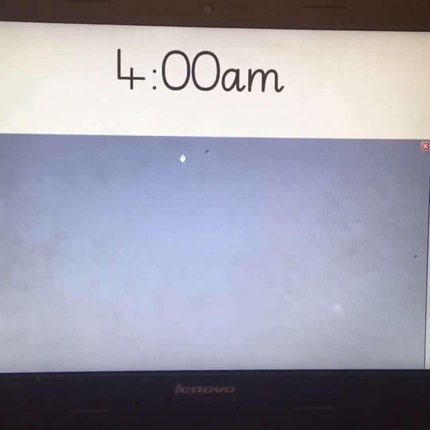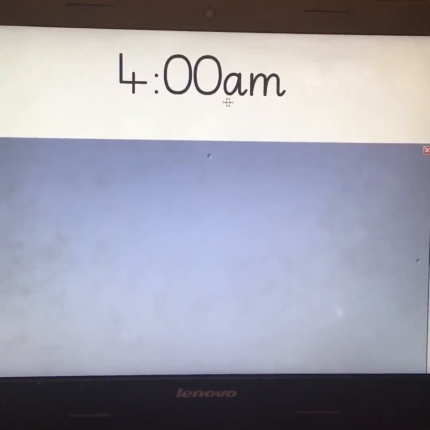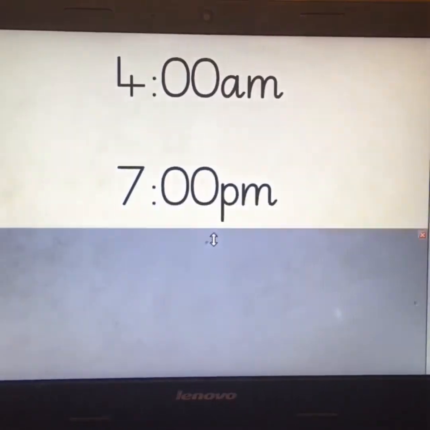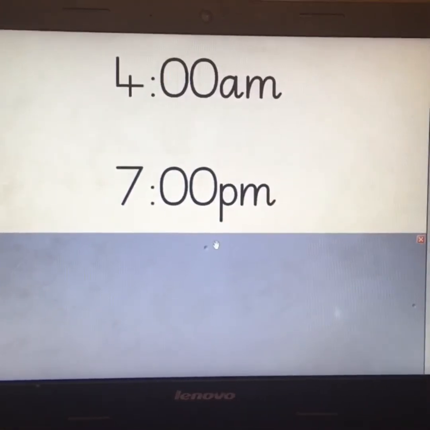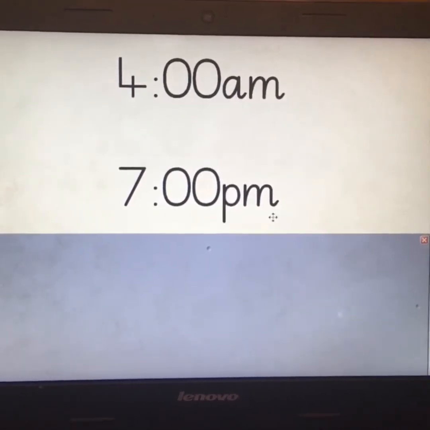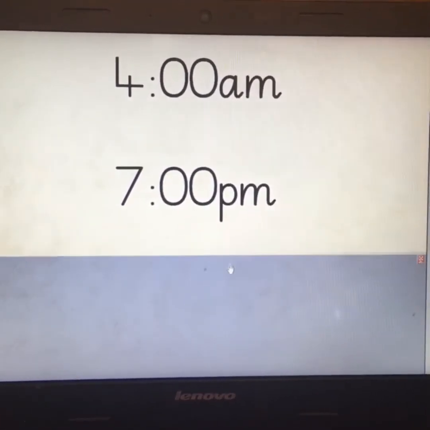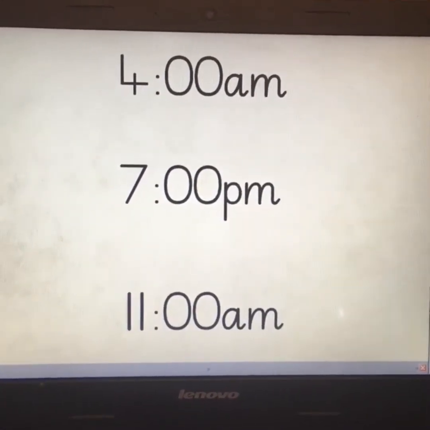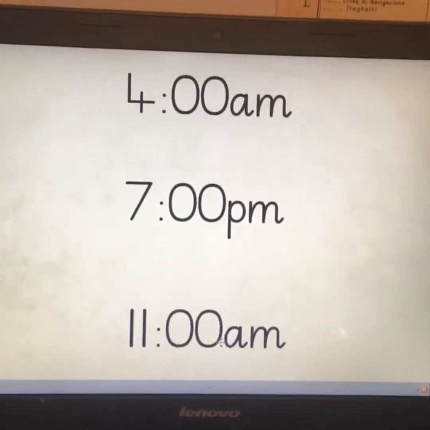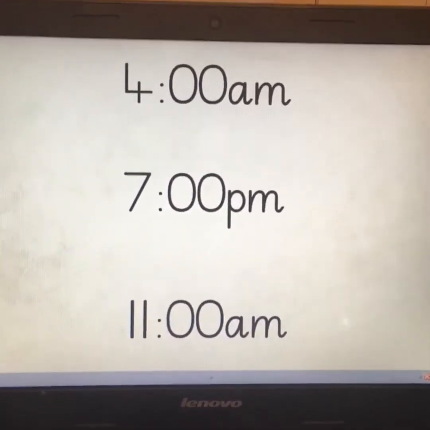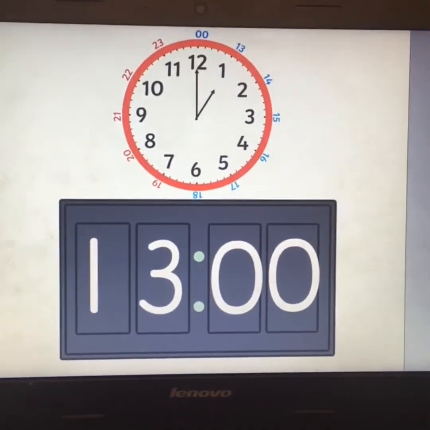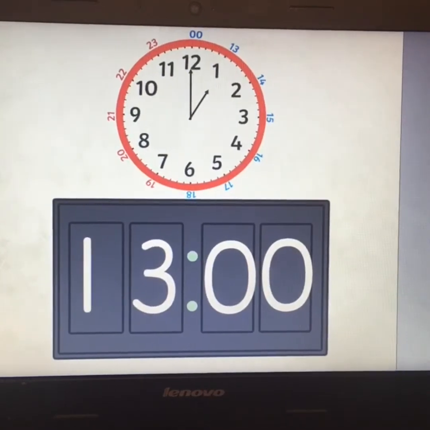So 4 a.m. 4 a.m. is at morning or in the morning, so it's 4 o'clock in the morning, where again, you probably would be asleep. 7 p.m. Would this be in the morning or in the evening? Well, if it's p.m., it's past morning or past midday, so this would be 7 o'clock in the evening. And the last one, 11 a.m. 11 a.m. is at morning, so this would be 11 o'clock in the morning, about when we've just come in from break time normally. So one way that we can tell whether it's a morning time or an afternoon time is by saying AM or PM.